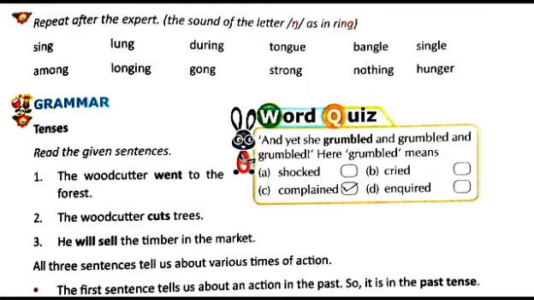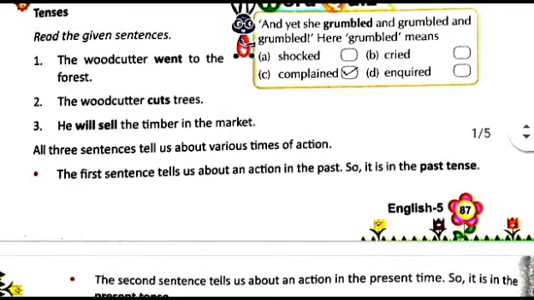All three sentences tell us about various times of action. In the first sentence, went is the verb. In the second sentence, the verb is cuts. And in the third sentence, the verb is will sell. The first sentence tells us about an action in the past. So, it is in the past tense. Went is a verb in past. It shows past form of the verb, means it shows past time, and that is why it is past tense.